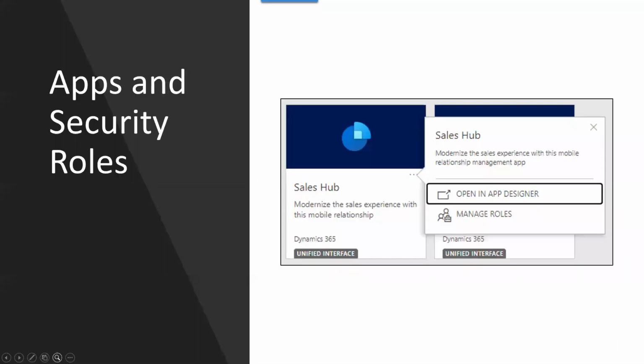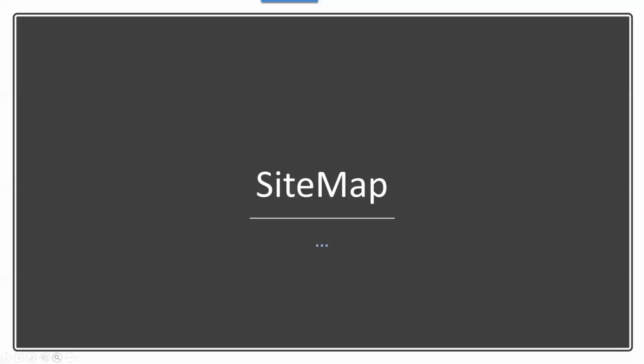So again, security roles are managed by going into my apps and then clicking the little ellipsis button and clicking manage roles, and you can assign which security roles see the app. That's how you hide or show it from people. The sitemap is different now that we have the navigation back on the left-hand side. So keep that in mind.